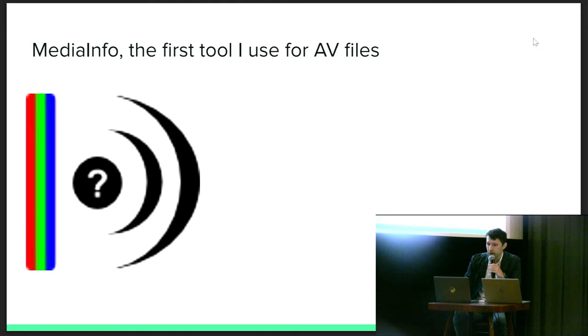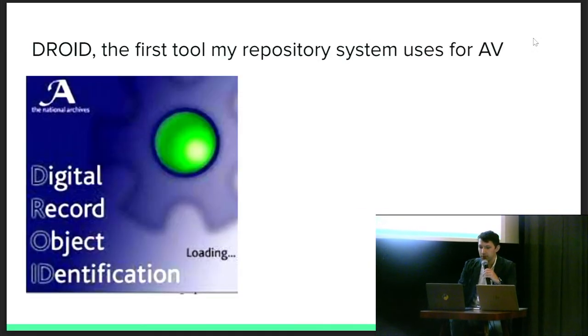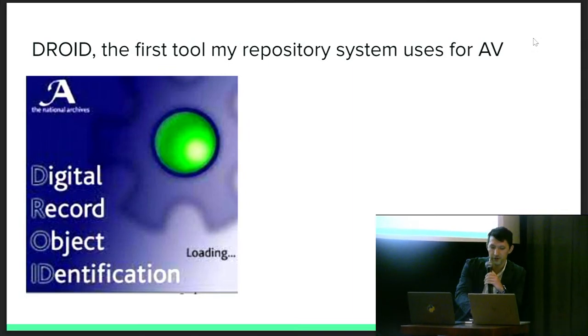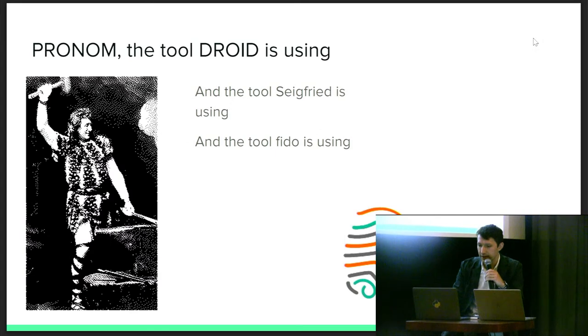It's also the preferred tool of the repository system that I use at work. However, it's not the first tool that my repository system uses. Before my repository can examine a file with MediaInfo, it first needs to know that it is a media file. So, what does it use? It uses DROID. It could also potentially use something like Siegfried or FIDO.